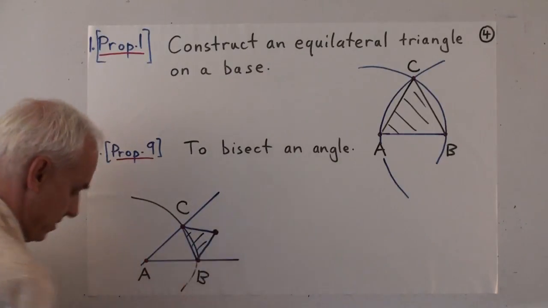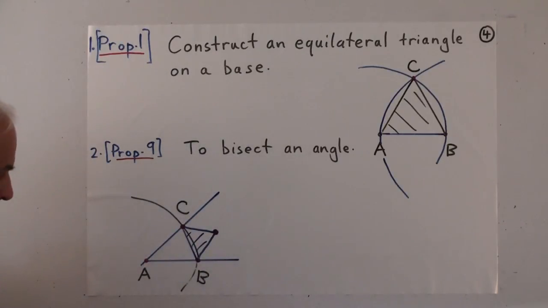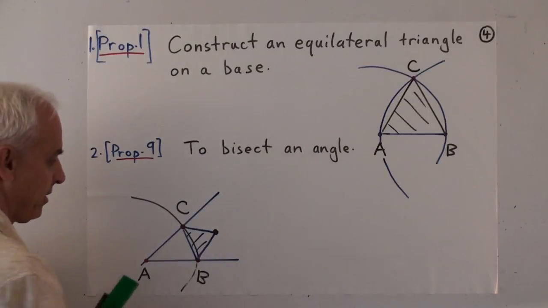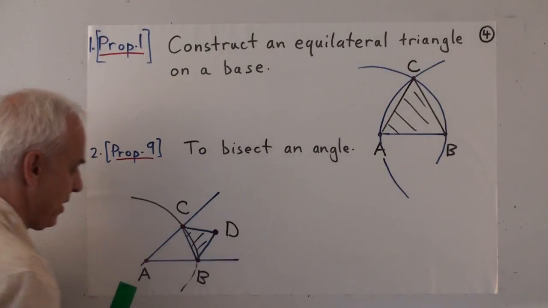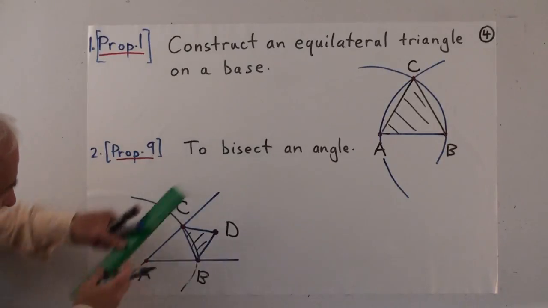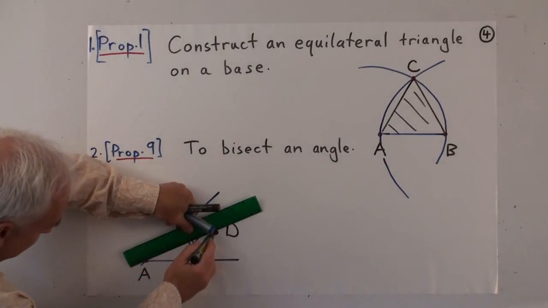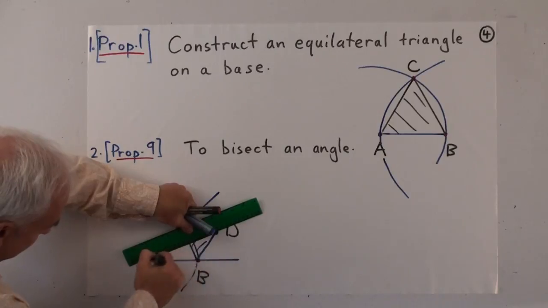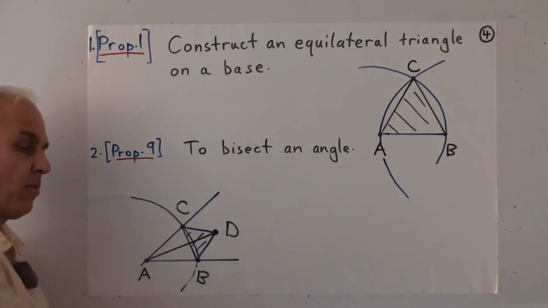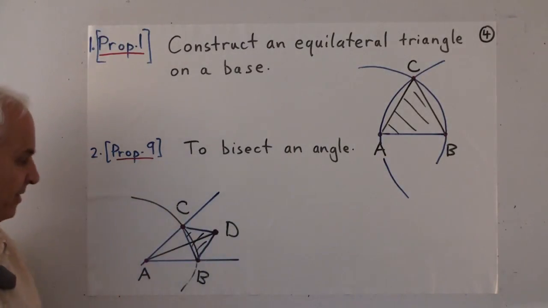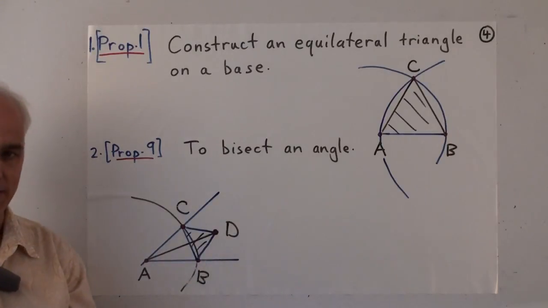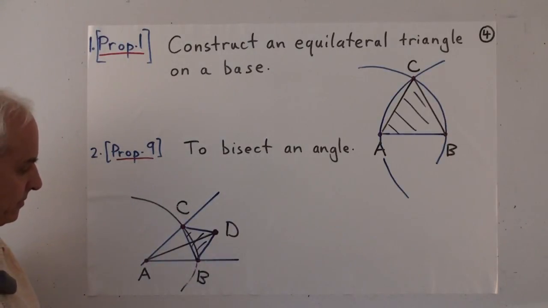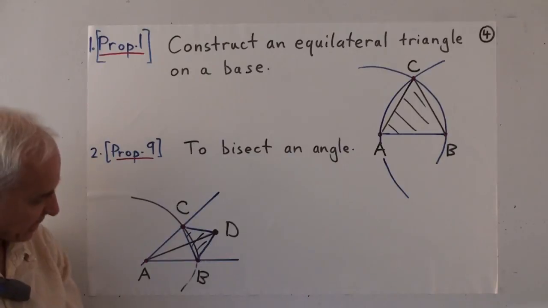I should draw it in red. And then we're going to connect this third point, let's call it D, with the original point A. And that line then will bisect the angle BC. All right, that's a nice construction.